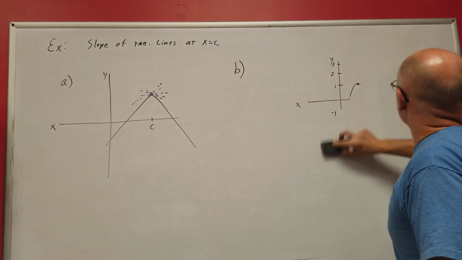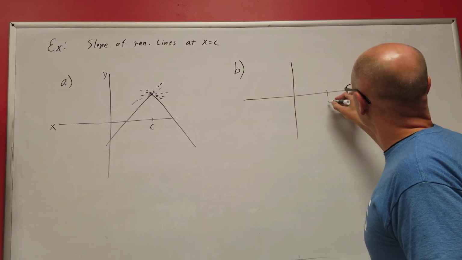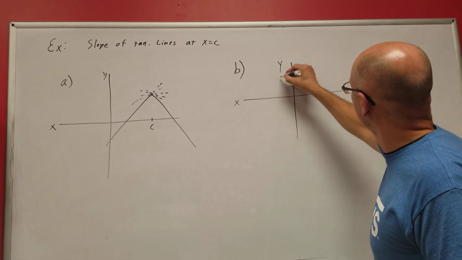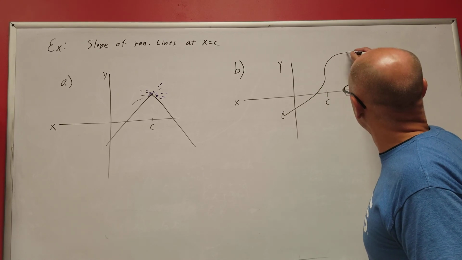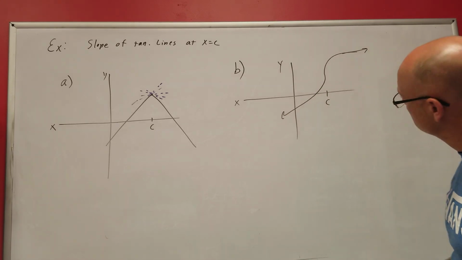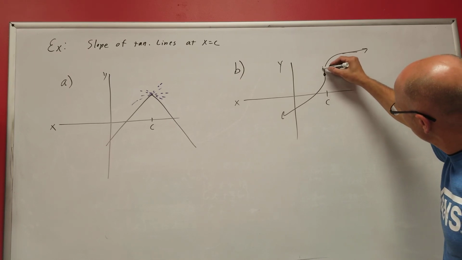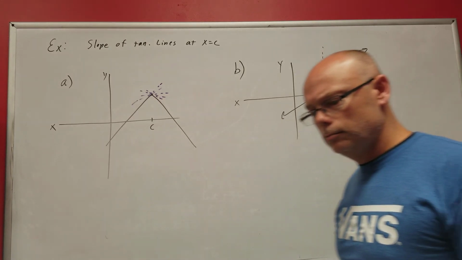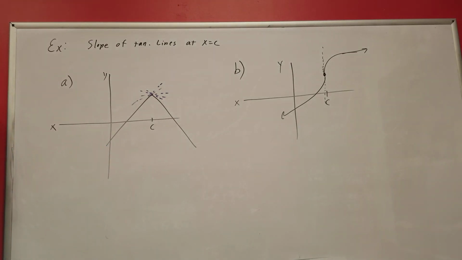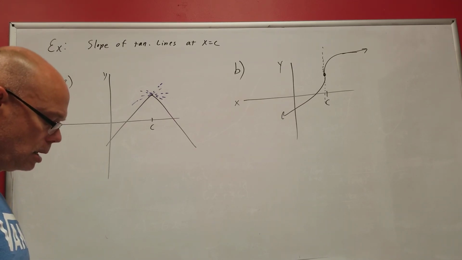What if I have a graph that does something like this? Draw my axes here. Let me call that C. And what if I have a graph that does something like that? At C right here, wouldn't the slope of my tangent line, or wouldn't my tangent line, look something like that? What do you know about that line? It's a what kind of line? Vertical. What do you know about a slope of a vertical line? It's undefined.